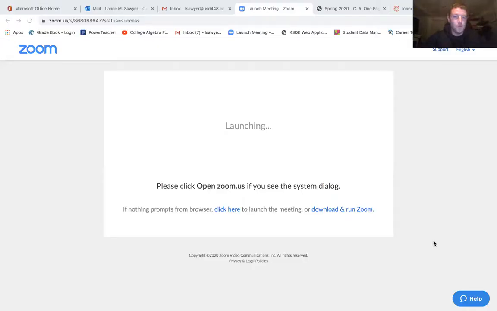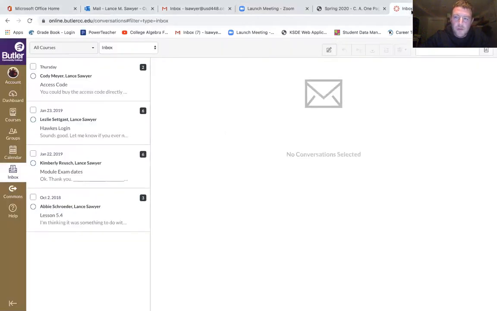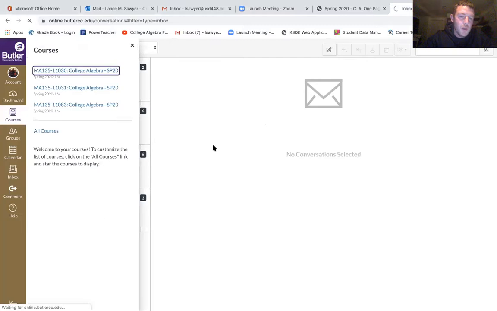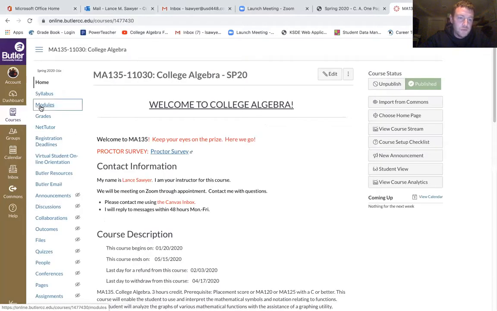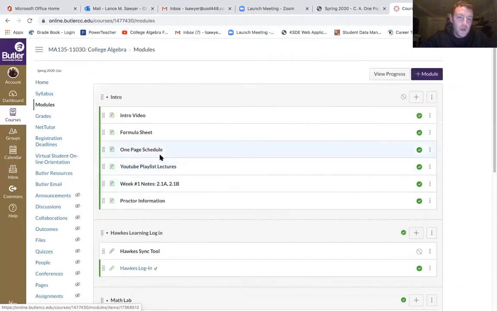All right, so for 2.1a, it's basically solving variables. Okay, so again, the first thing I would do if I were you guys is make sure I go to courses, go to modules, and make sure I print off this one-page schedule and print off the notes. For 2.1a and 2.1b, these will be the notes that you can print off. Those are the notes that we're going to go over for this section.